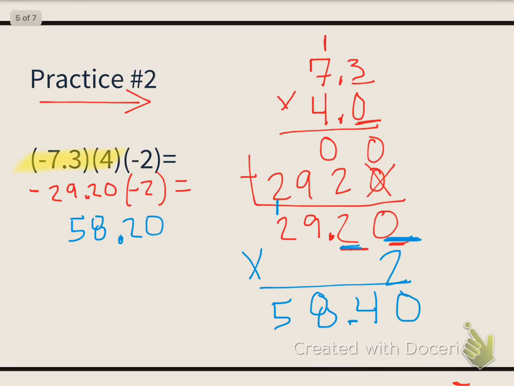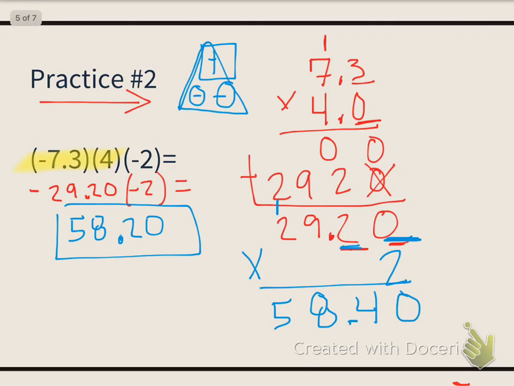But now I need to know, is this positive or is it negative? Well, if we look at our triangle, we have a negative and a negative equals a positive. So our answer is positive 58.40.